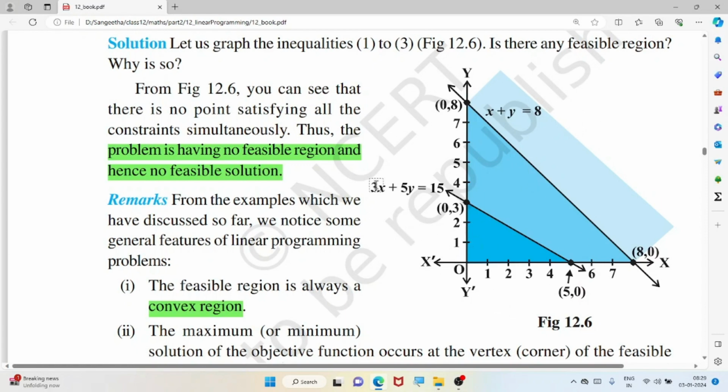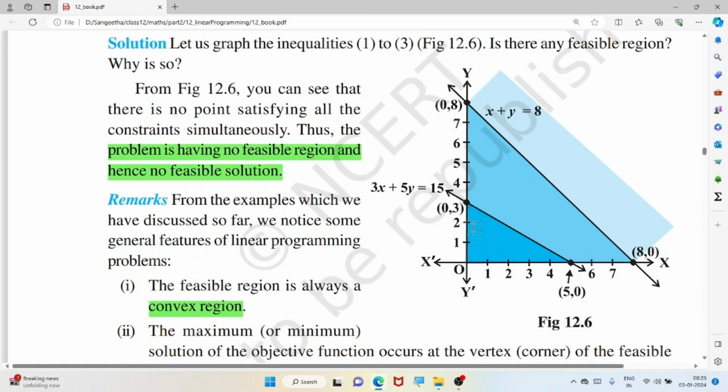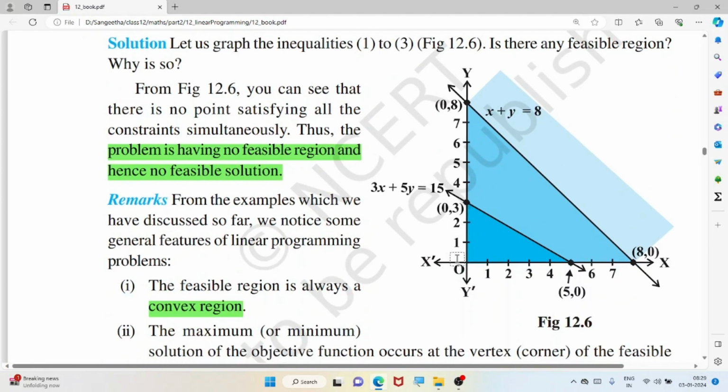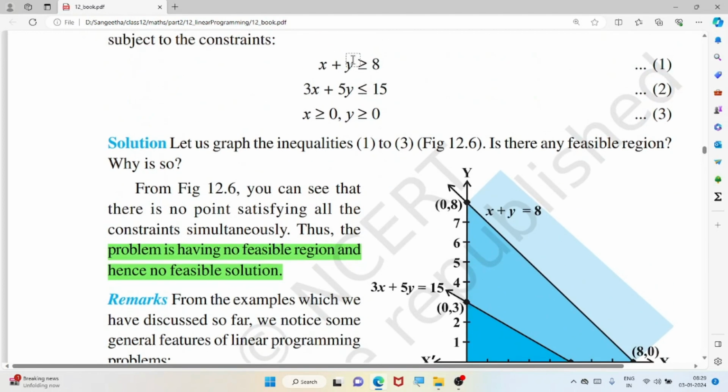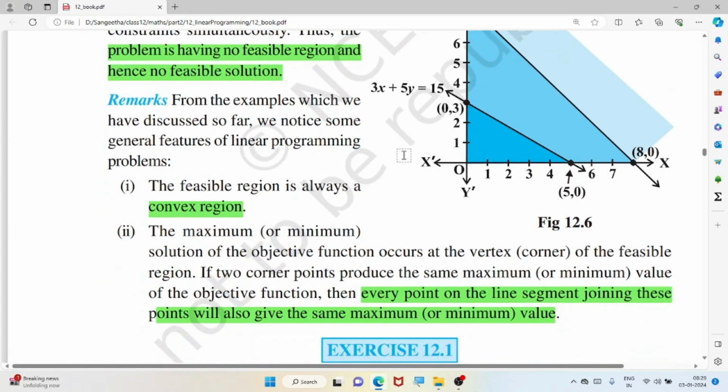Okay, here it is 3x plus 5y for this constraint. This is the region less than 15. Okay, so the less than, this is the region. Okay, this region, and for this condition, this is the region. Okay, there is no intersecting point. Okay, so there is no feasible solution for this problem. Okay, no feasible solution, important.